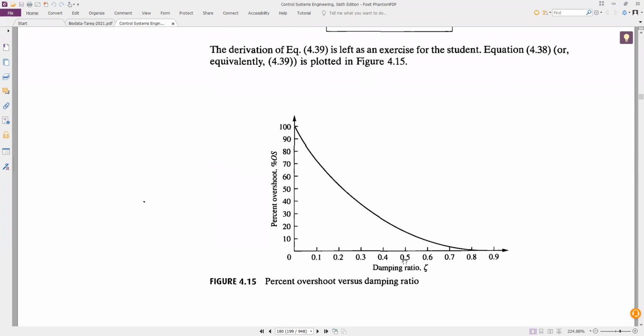So see, if you know the damping ratio zeta, then you can find out the percentage of overshoot from the curve. Let's say you have the damping ratio 0.5. So move on here, this point. Now, what is the value of this? Something like here, maybe 15%. Percentage of overshoot is 15%. Like this, from the curve, you can also find out the value.